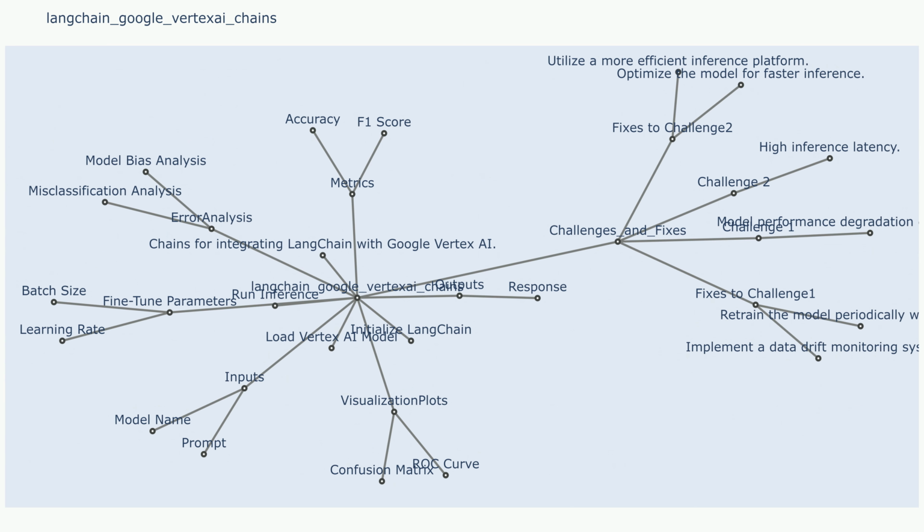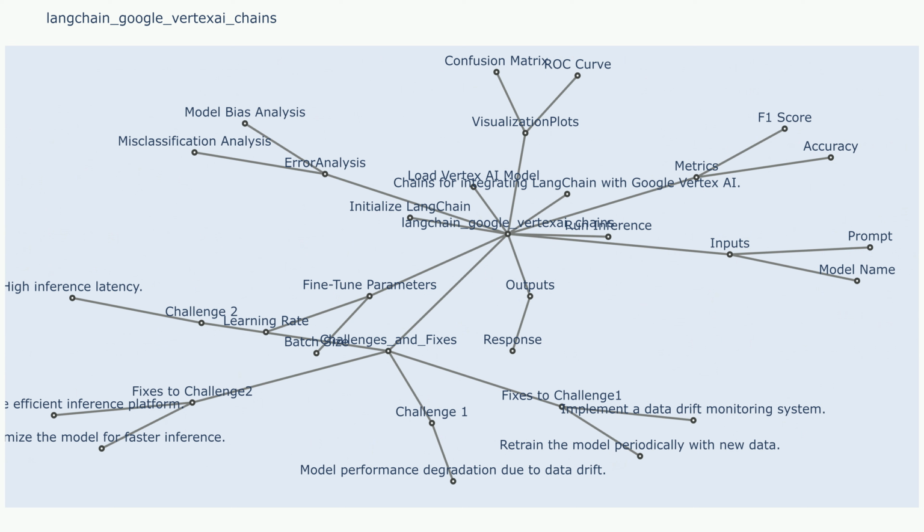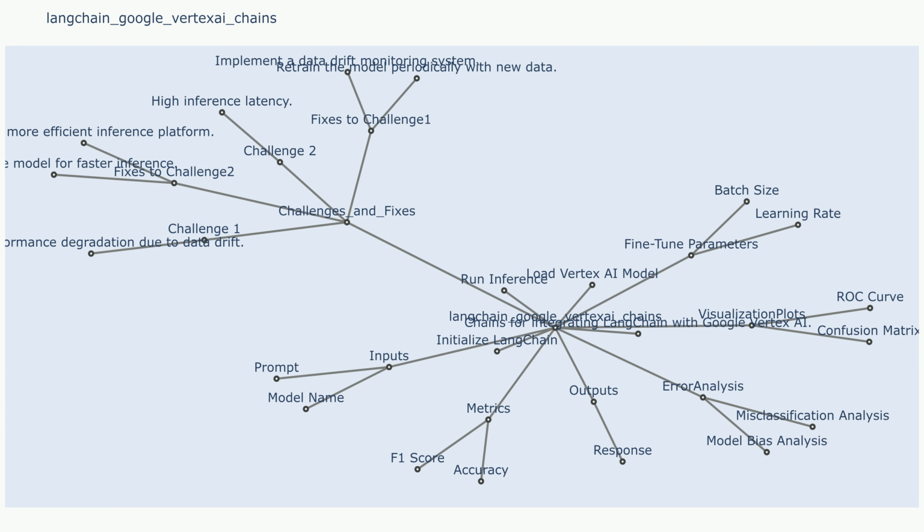Output 2: Vertex AI model predictions. The chain also returns the predictions generated by the Vertex AI model. This includes details like confidence scores, predicted classes, or generated text segments, providing insights into the model's reasoning process.